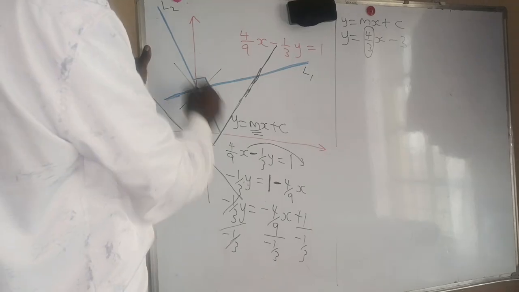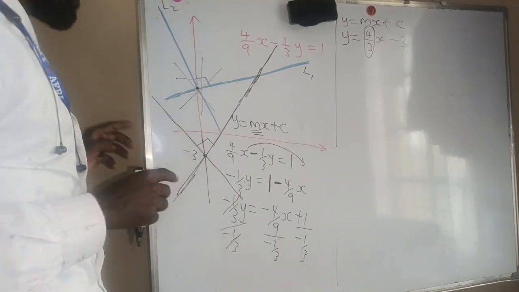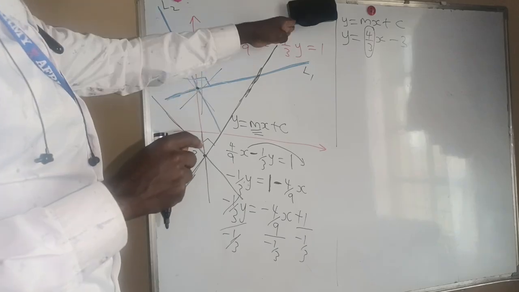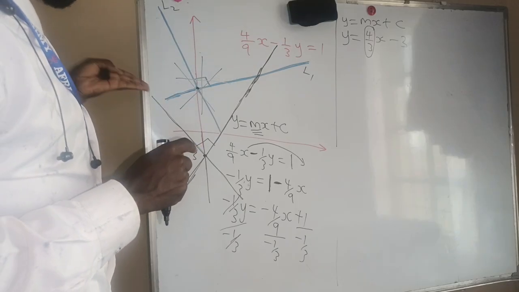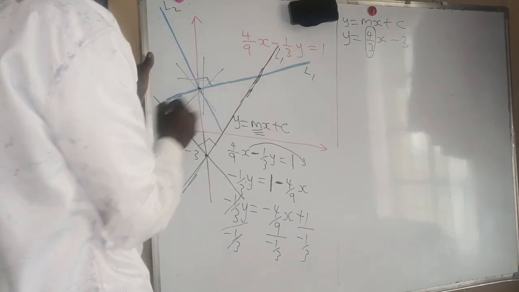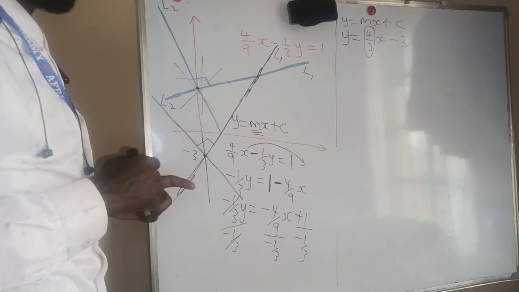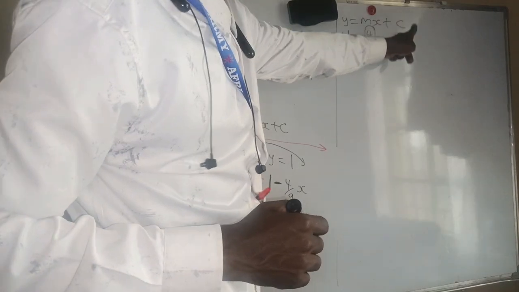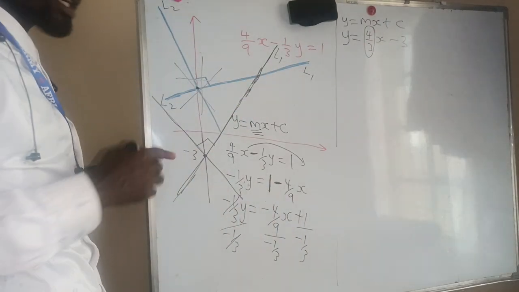So this is not a clear picture of what you're supposed to have, but it was an idea of what you're supposed to have actually gotten. So the first line, L1, 4/9 x minus 1/3 y is equal to 1. Our perpendicular line to the first line, that's line 2. So line 1 and line 2 intersect at -3 on the y-axis, because this is C, the constant, the y-intercept, where that line intersects the y-axis at -3.